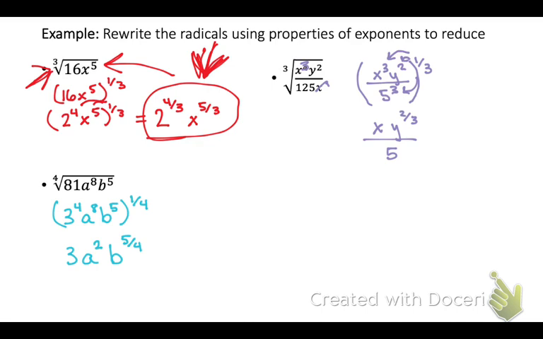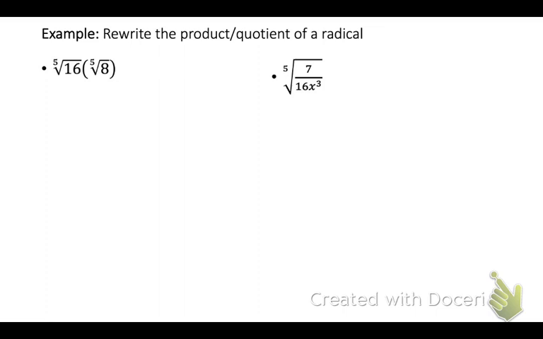So are we doing these problems all at one time? No. We are stepping through them. If you rush yourself, though, you won't get it. So, okay. Rewrite the product quotient of a radical. Just, guys, no matter what the directions say, simplify it. Okay? Just do it. The 5th root of 16 times the 5th root of 8.